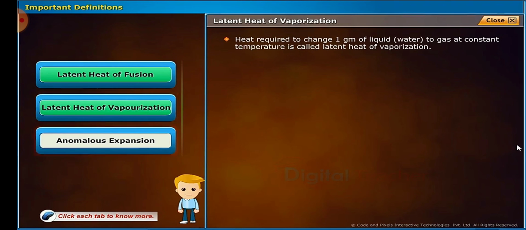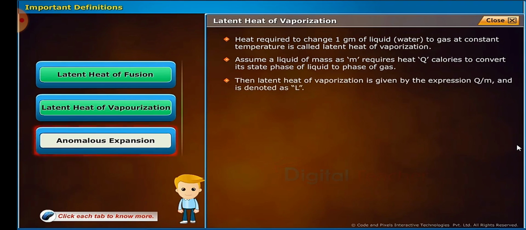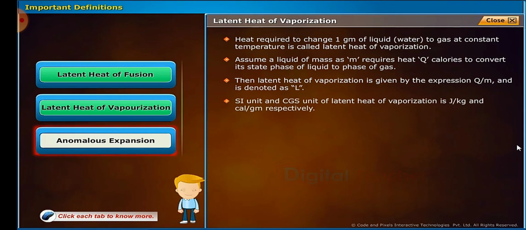Heat required to change 1 gram of liquid, that is water, to gas at constant temperature is called latent heat of vaporization. Assume a liquid of mass m requires heat q calories to convert its phase from liquid to gas. Then latent heat of vaporization is given by the expression q by m and is denoted as L. SI unit and CGS unit of latent heat of vaporization are joule per kilogram and calorie per gram respectively.